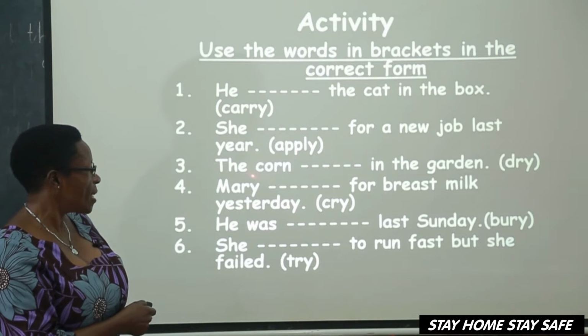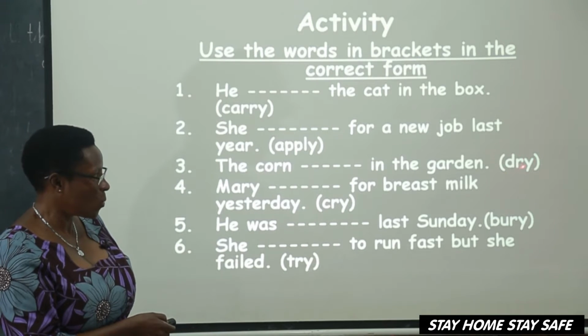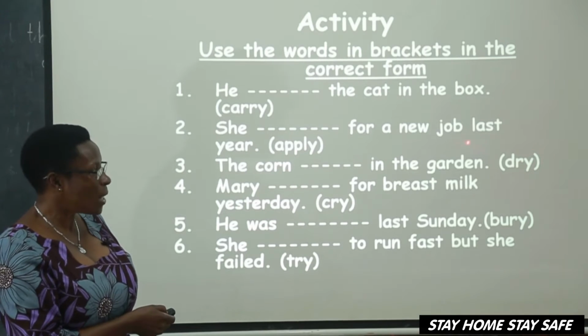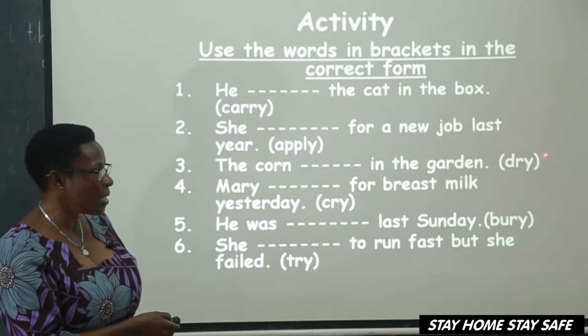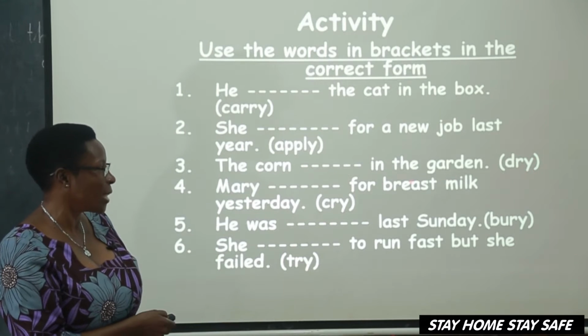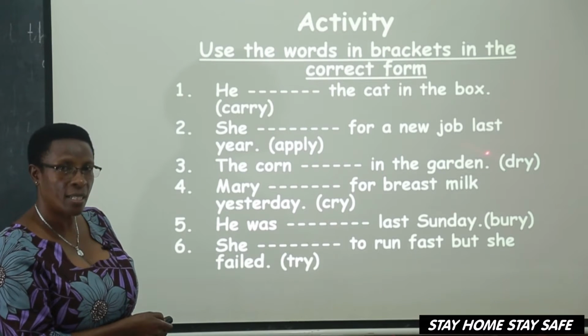Number 3, the corn dash in the garden. Look at the word. What's that word? Dry. What do we do? Remember? The word should be dried. Can you spell it? D-R-I-E-D, because we have removed the Y. And what's the sentence? The corn dried in the garden.